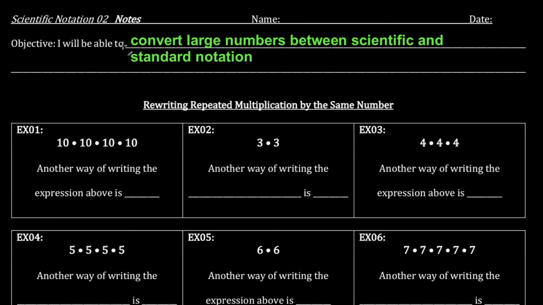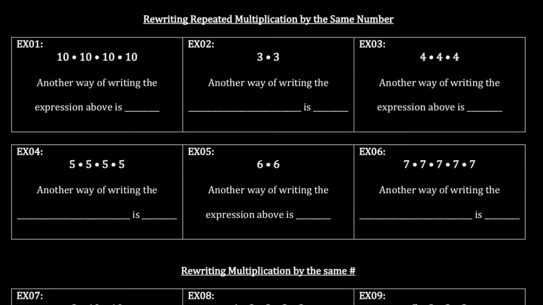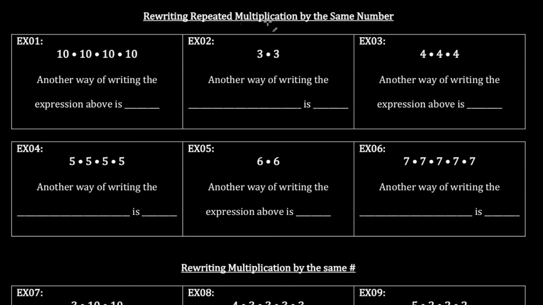All right, so in this lesson, we will convert large numbers. We're going to convert large numbers specifically between something called scientific and standard notation. So we're going to take a large number and write it in different ways. Before we do that, let's learn how to rewrite repeated multiplication.